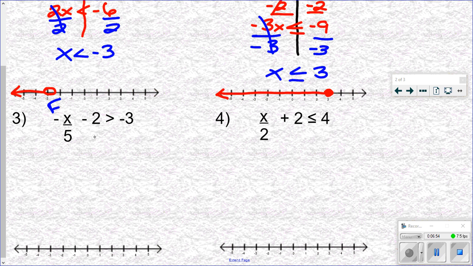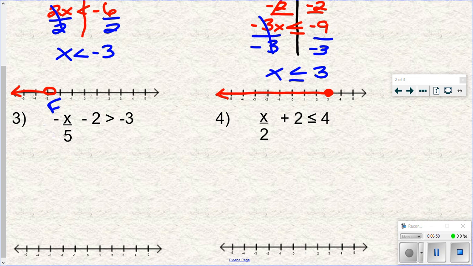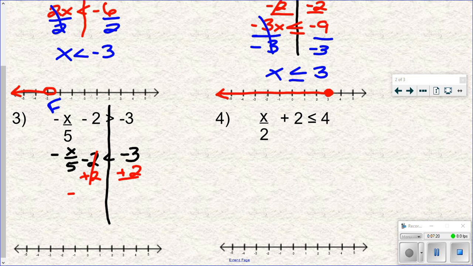All right, so number 3 is another one that I put flip f because there's a negative here. So I'm just going to go ahead and rewrite this. So -2, and I'm going to flip the inequality, make it face the other way. Now I'm going to solve this just like I would solve a two-step equation. So I see -2, I'm going to do +2. -2 plus 2 is 0. I have -x over 5 is less than -3 plus 2 is -1.